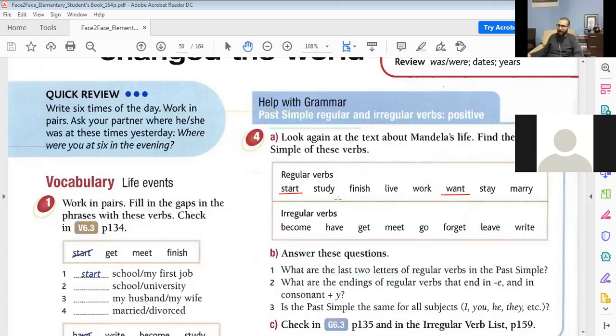Because with study and marry, the vowel sound is a little longer. It's not id, it's a bit longer. Studied. But with start and want, it's started, wanted. Do you get the idea? So it's not exactly the same. So this means this id sound, we only have it with start and want. This is the correct answer, start and want.